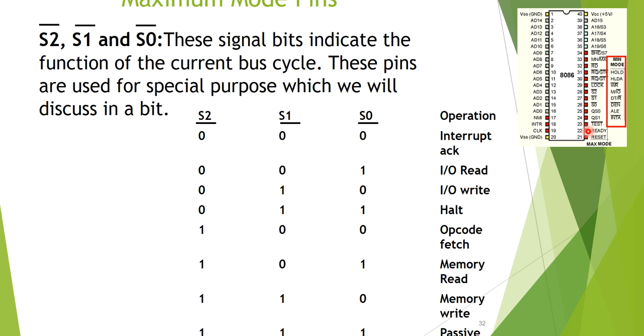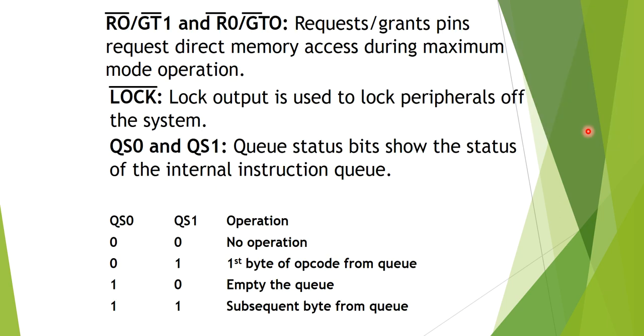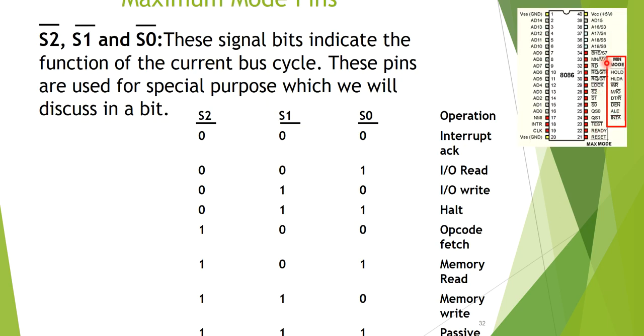Then we consider the signals that are specifically used in the maximum mode. These are RD bar, RQ/GT bar 1, RQ/GT bar 0, LOCK bar, S2 bar, S1 bar, S0 bar, QS0 and QS1. So these are the pins 24 to 31 that are specifically used for the maximum mode.